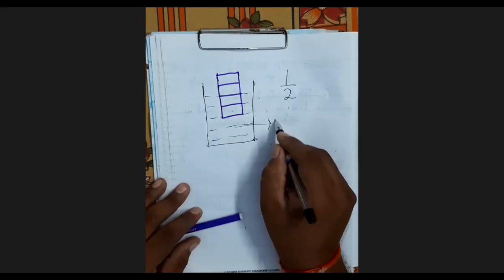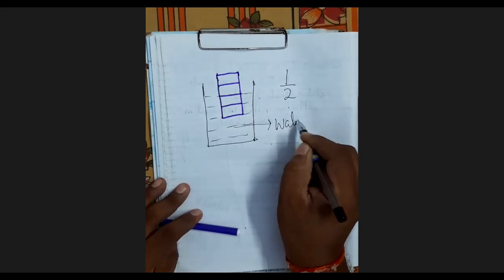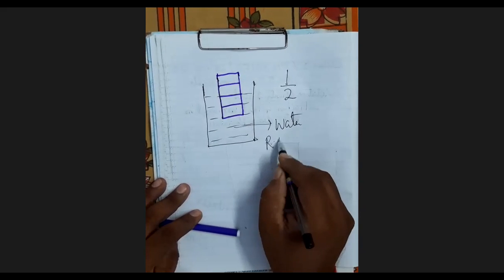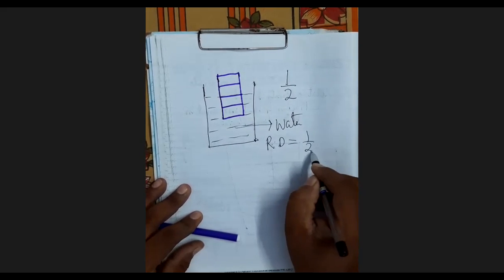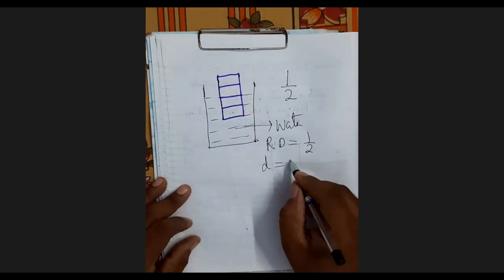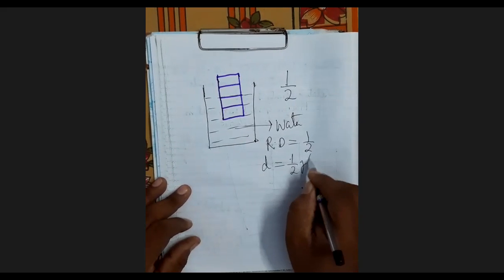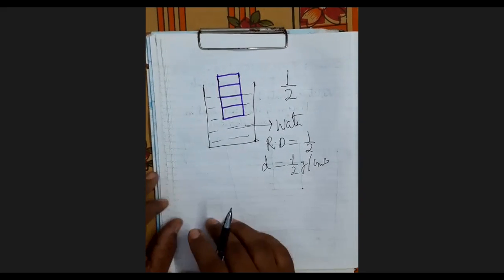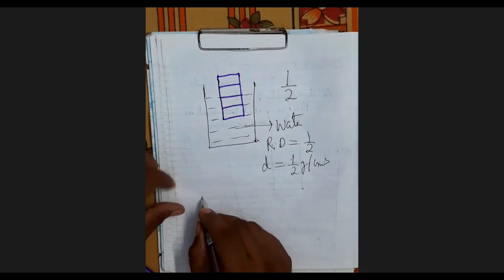So what will be RD? Here it is water. So RD will be 1 by 2. So what will be density? Sir, 1/2 gram per centimeter cube. So all of you remember this thing.